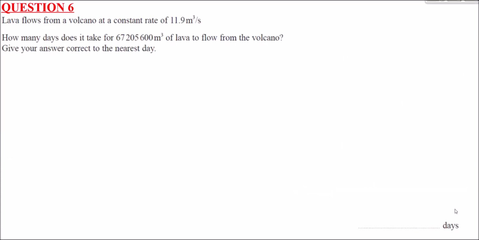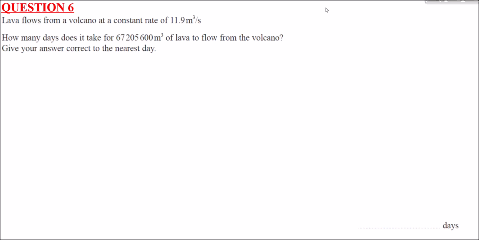Question 6 is about lava, but don't be scared, it's only a question, even though lava is pretty hot. Lava flows from a volcano at a constant rate of 11.9 cubic meters per second. That's a lot of flow. How many days does it take for 67,205,600 cubic meters of lava to flow from this volcano? Give your answer correct to the nearest day.